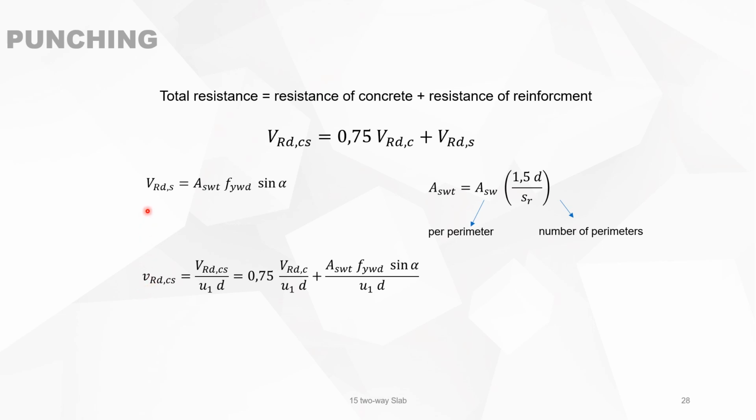If you now convert this into stresses, you divide that by the circumference times the depth of the slab, then you arrive at this formula. You can simplify this formula, and then you will see that we have the formula as mentioned earlier.